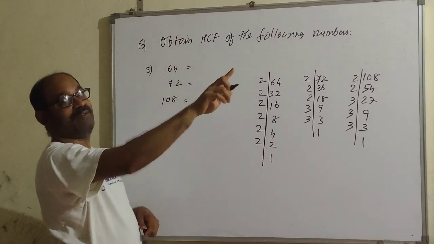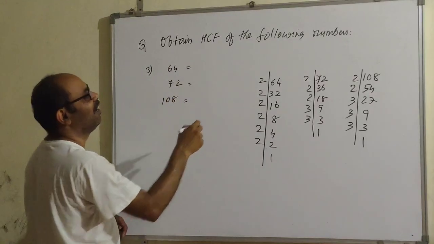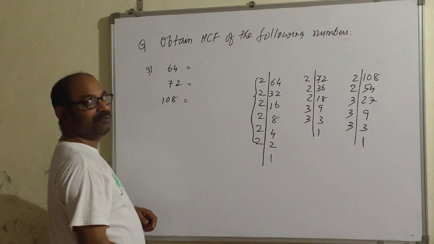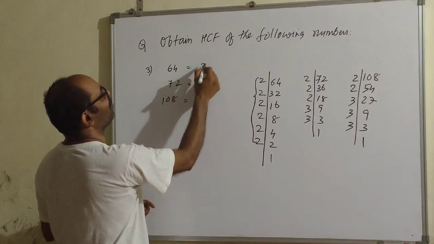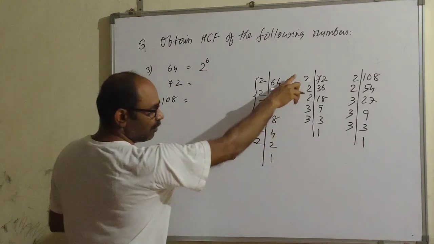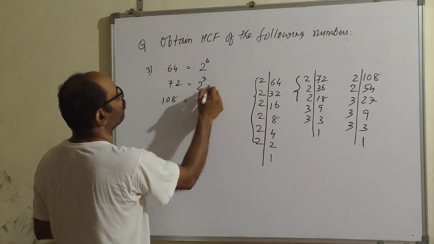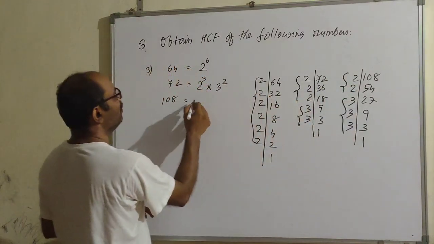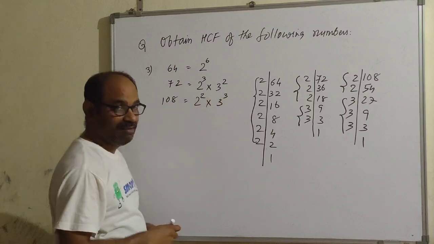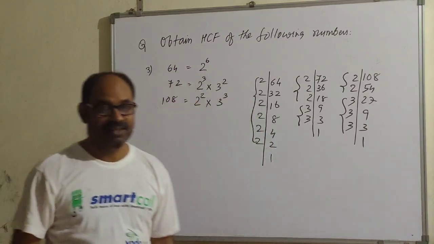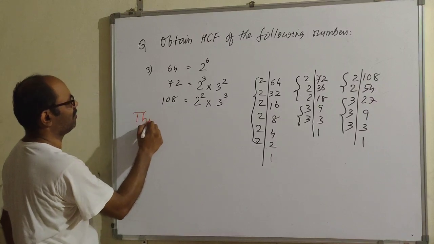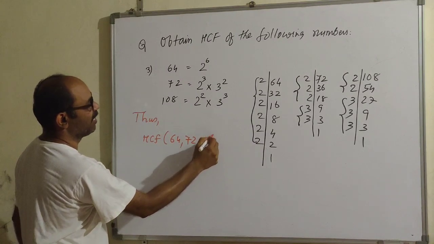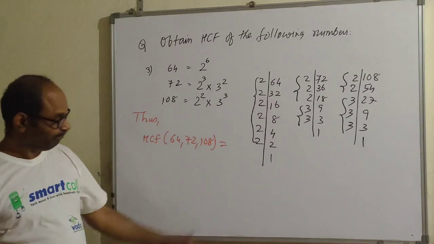Well, I am not going to write all the prime factors. I am going to write the product of their powers. Well, all are 2's. 2 is multiplied with itself 6 times. Only one power, 2 raised to 6. Then 2 cubed into 3 square. Then 2 square into 3 cubed. Now it is very interesting. Thus HCF of 64, 72 and 108 is equal to dash. Let's see.